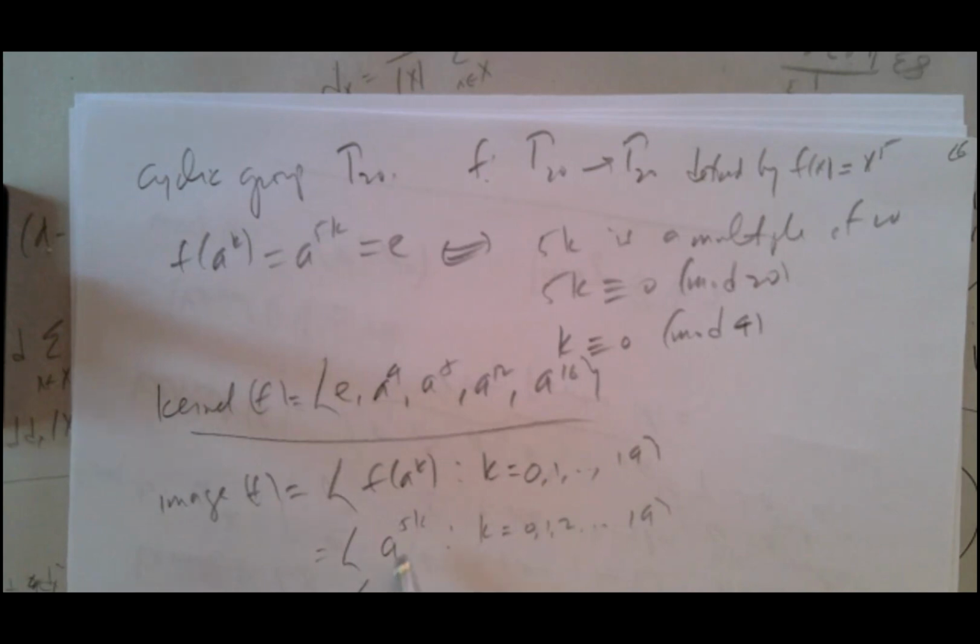And what are the things that you get? When k is 0, you get the identity. You get a to the 5th, a to the 10th, a to the 15th. You're getting all the multiples of 5. A to the 20th brings you back to the identity. Sorry, the image of F consists of these 4 elements: all the powers of A where the power is a multiple of 5. That's the image.